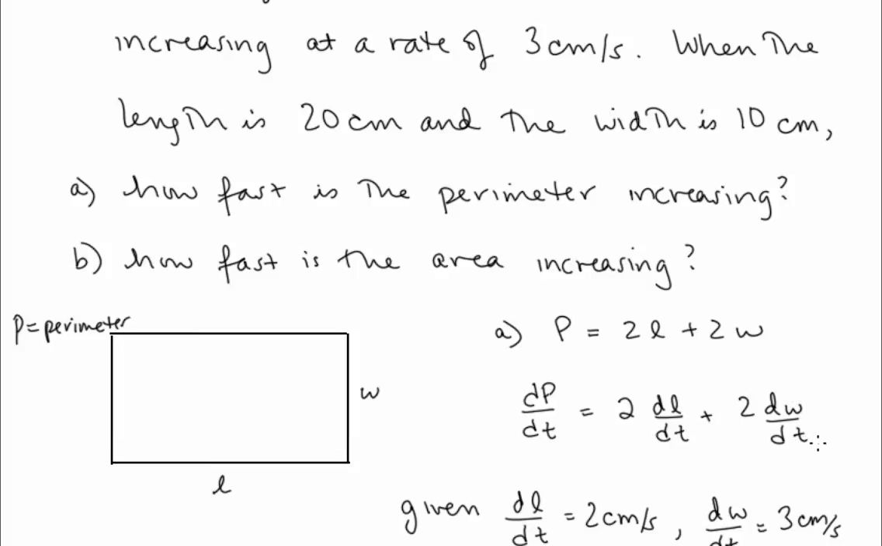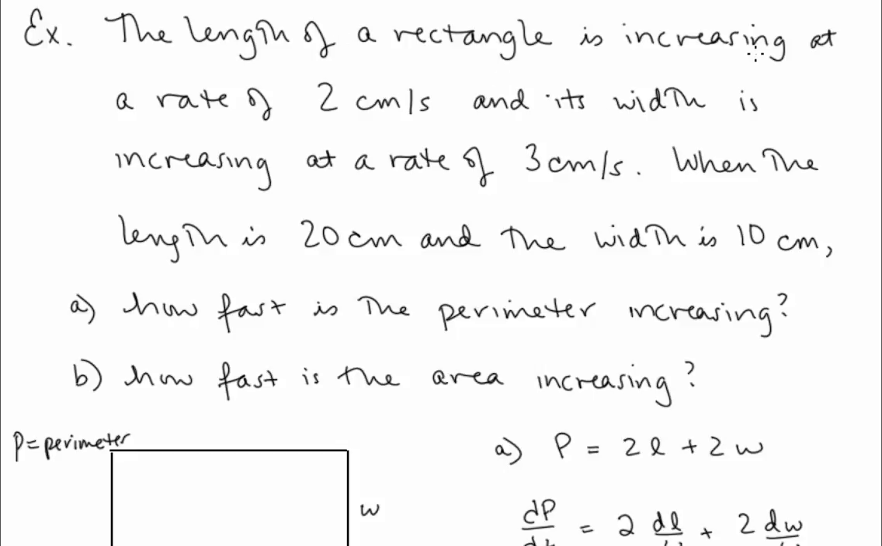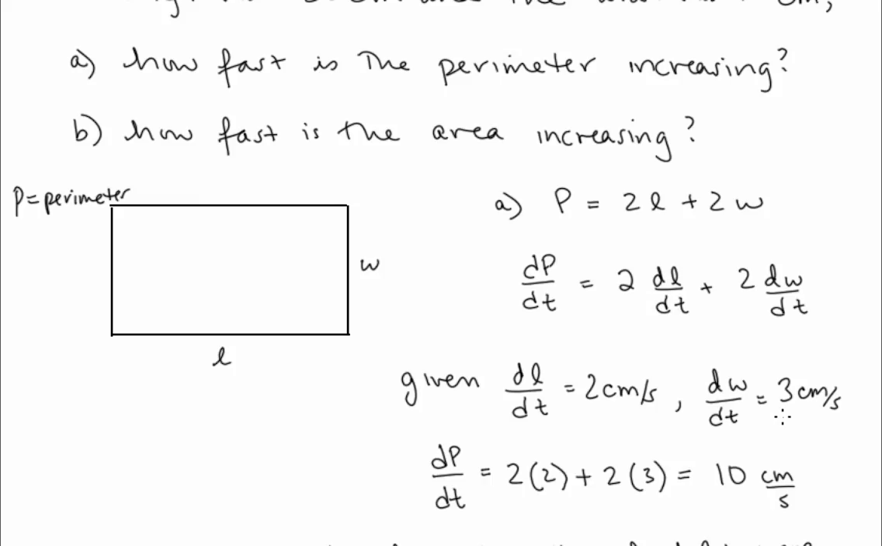Now we're given that the length is increasing at a rate of 2 centimeters per second, so that says dL/dt is positive 2, and dW/dt is a positive 3. So we plug those in, and we have dP/dt is equal to 2 times 2 plus 2 times 3, that's 10. The units for perimeter are centimeters, units for time are seconds, so we have 10 centimeters per second.